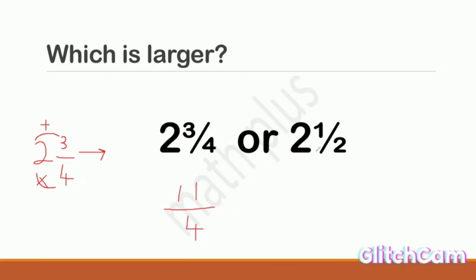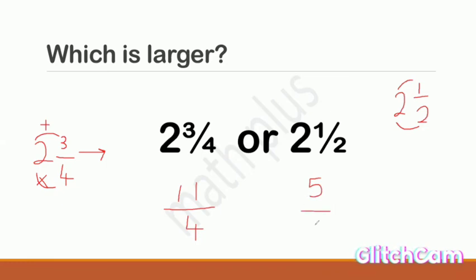A similar thing you do to the second one as well. 2 and 1 out of 2, so I can multiply these two and add this. 2 times 2 is 4. 4 plus 1, I'm getting 5. And the same denominator, which is 2. Now I can use the same method we have used in the previous slides. So 2 times 11, it's 22. I have written it on top of 11. And 5 times 4, it's 20. I have written it on top of 5.